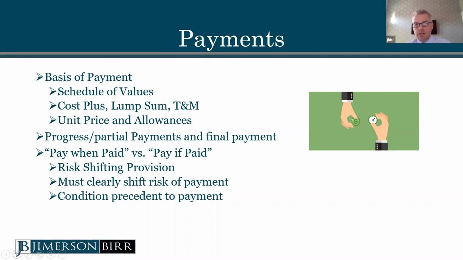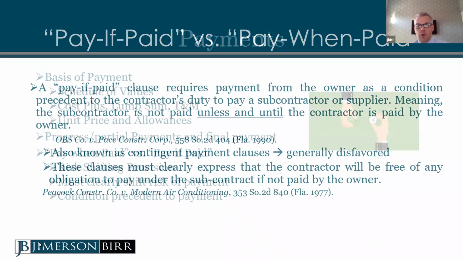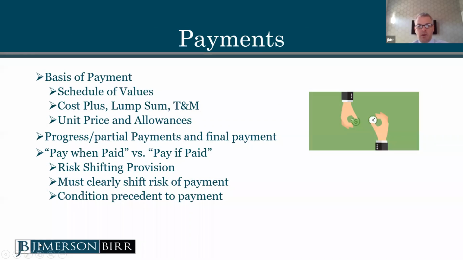You can also have a cost plus or a lump sum or a time and materials payment component or a unit price and allowances. There's also the timing of payments. You want to make sure that that's spelled out in any good contract. How often are you going to get paid? When will you get paid? What do you have to do to get paid? Whether it's a progress or partial payment or a final payment.